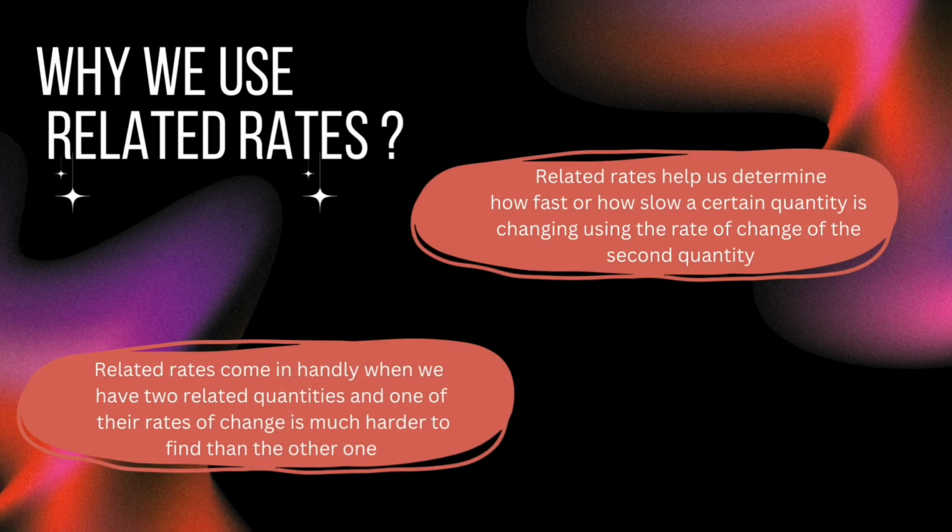Then, why do we use related rates? First, related rates come in handy when we have two related quantities and one of their rates of change is much harder to find than the other one. Second, related rates help us determine how fast or how slow a certain quantity is changing using the rate of change of the second quantity.